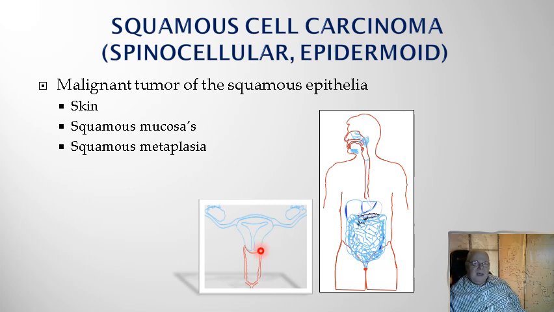when it appears on a mucosa, some, not all, call it epidermoid carcinoma. So epidermoid carcinoma and squamous cell carcinoma are the same thing, only the location is different.